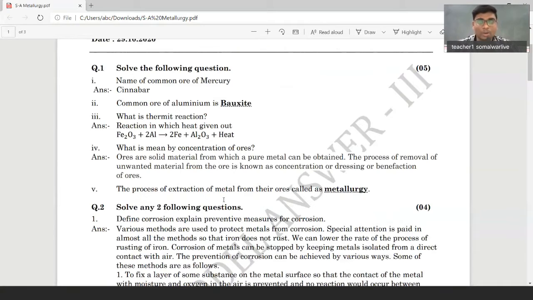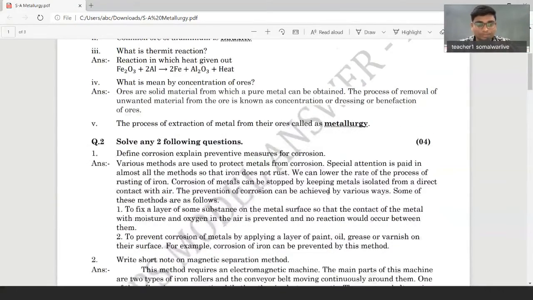So what is meant by concentration of ores? Concentration means removing the impurity. The ores are the solid material from which we remove the impurity, or the gangue. So this is the concentration of ore. And the process of extraction of metal from its ores is called metallurgy. You already know, it is not a big deal. Now, quickly move to the next question.